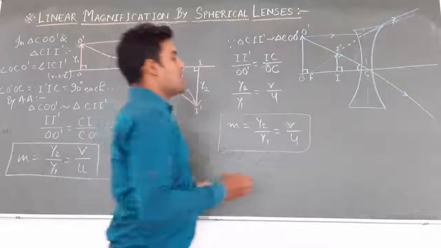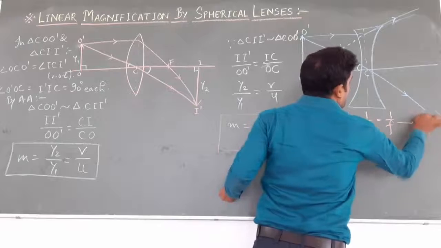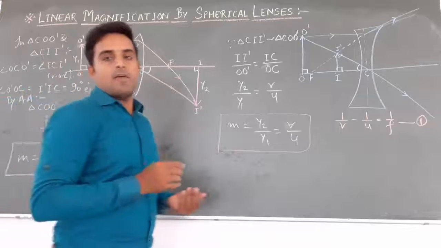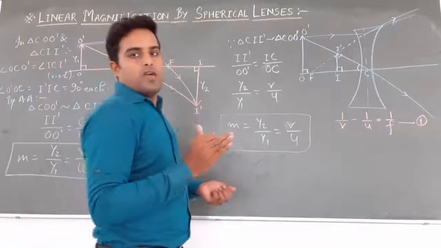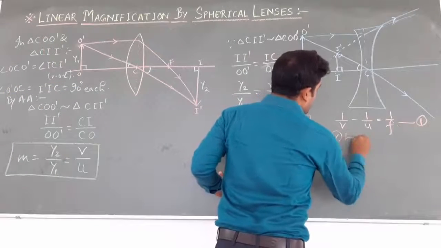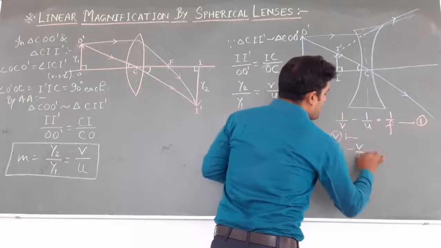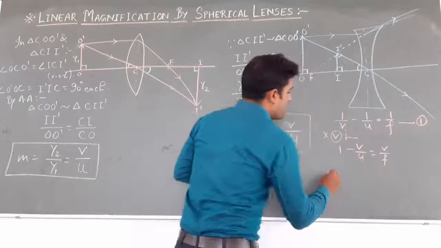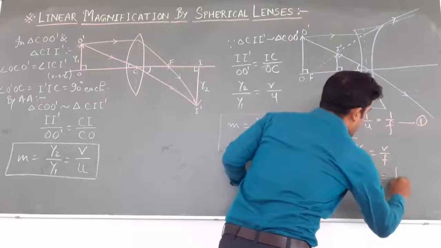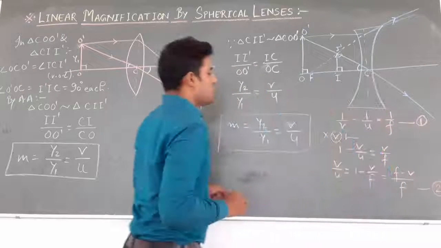So the lens formula we all know: 1 by V minus 1 by U is equal to 1 upon F. Consider it equation number 1. I am proving the other formula of magnification. Now multiply both sides of this equation by V once and by U once. First, multiply by V in this equation. So this will become 1 minus V by U is equal to V upon F. So V by U is equal to 1 minus V upon F, or you can write (F minus V) upon F. This is equation number 2.